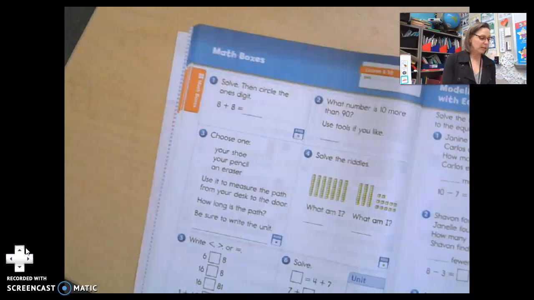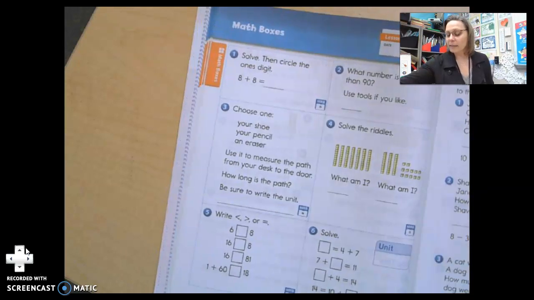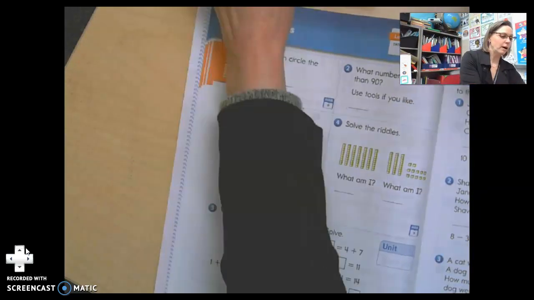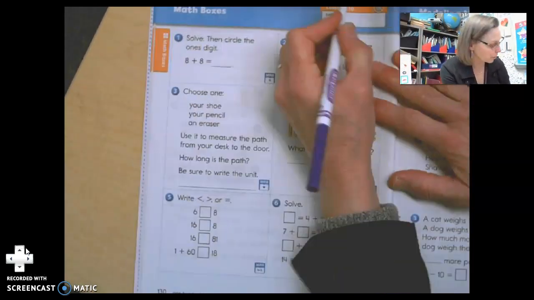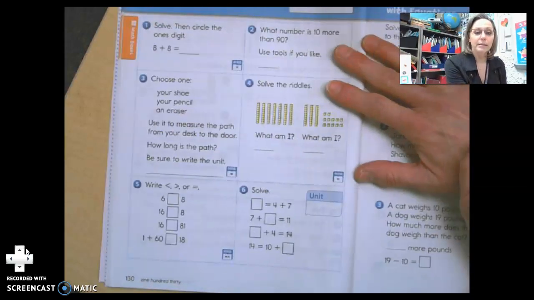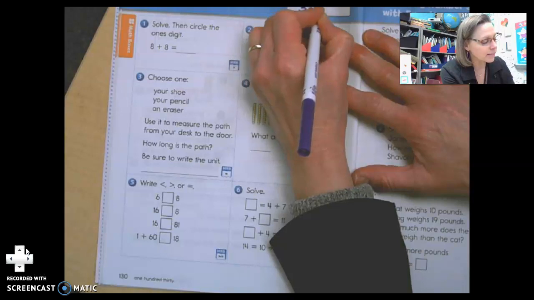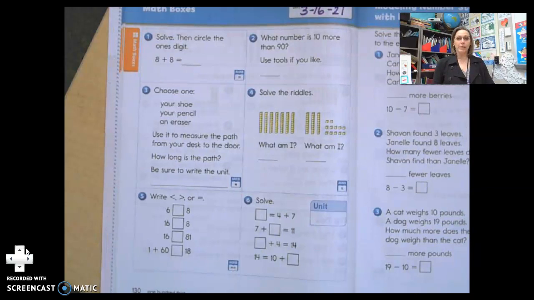Okay? Now, your homework is going to be a workbook page. So you're going to get your workbook out, workbook number 2. It's just going to be a math boxes page. So we're going to put our date at the top. Okay, my camera is all cockeyed here. Let's straighten it out a little bit. Okay, so up here in the corner, page 130, this is going to be 3-16-21.